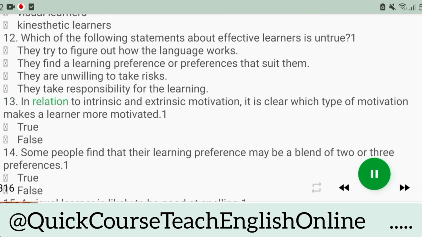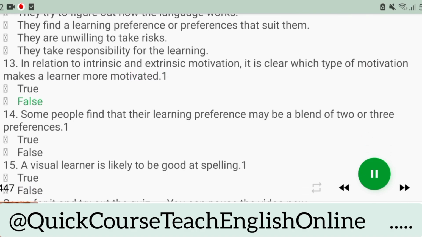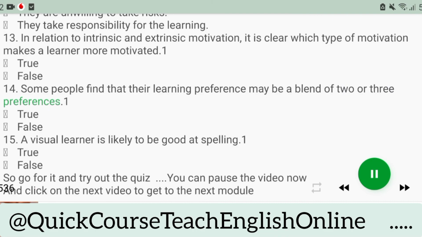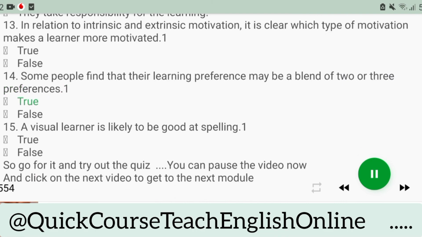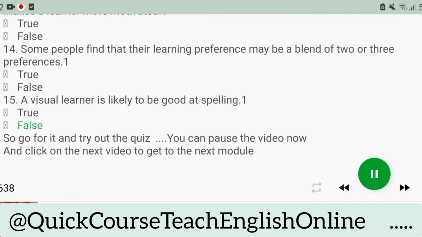13. In relation to intrinsic and extrinsic motivation, it is clear which type of motivation makes a learner more motivated. True. False. 14. Some people find that their learning preference may be a blend of 2 or 3 preferences. True. False. 15. A visual learner is likely to be good at spelling. True. False. So go for it and try out the quiz.